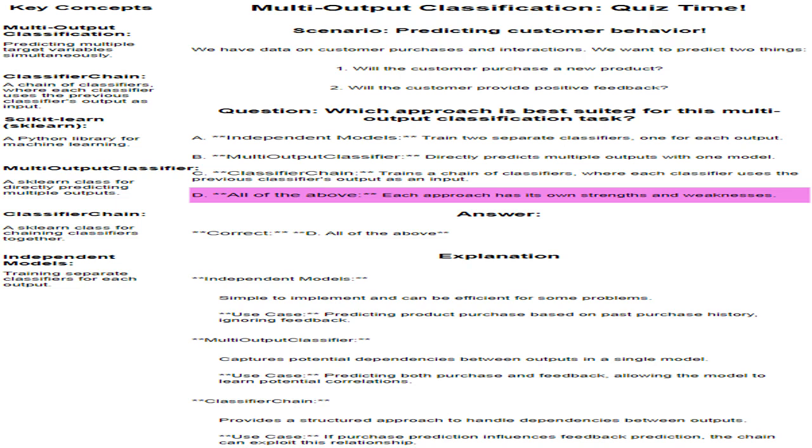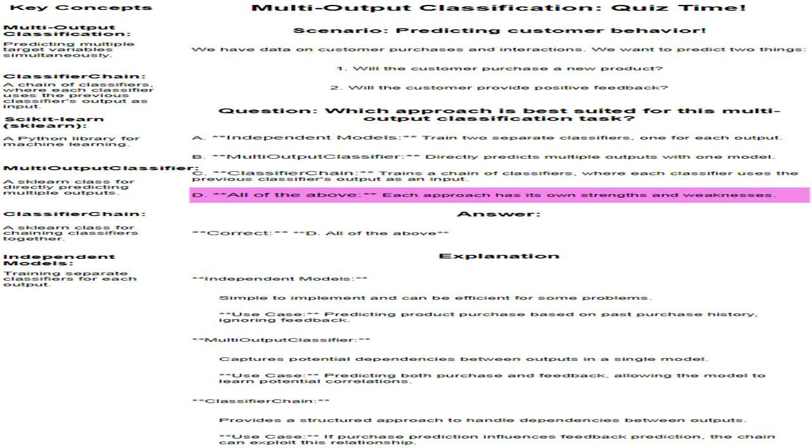False. While simple and efficient in some cases, independent models don't consider potential relationships between outputs. In our scenario, customer feedback could depend on the purchase decision, making independent models insufficient. False. A multi-output classifier offers a powerful way to handle multiple outputs, directly capturing dependencies. It's a strong contender, but not necessarily the only solution.